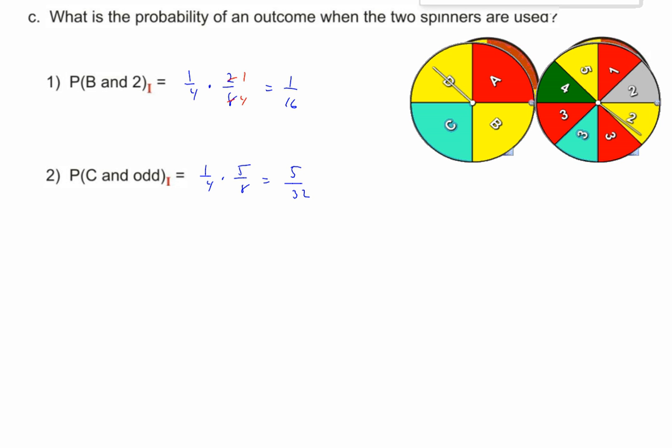Nia, what do you have for the probability of the B and the 2? That would be correct. And Julia, what do you have for the C and the odd? 5 over 32. Correct, 5/32. So you should have gotten 1/16 and 5/32. So 1 out of 16, 5 out of 32.